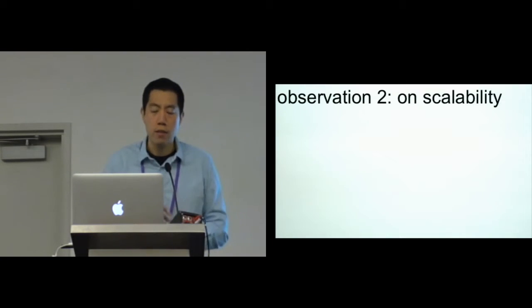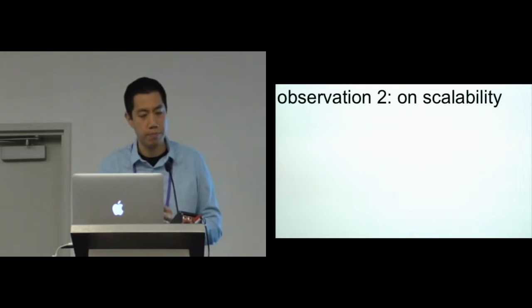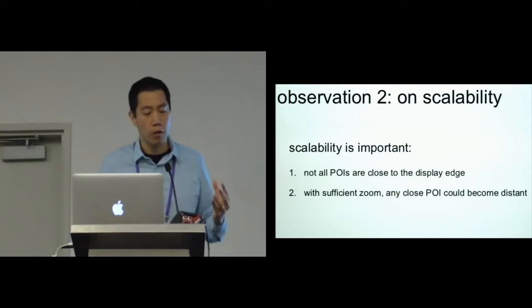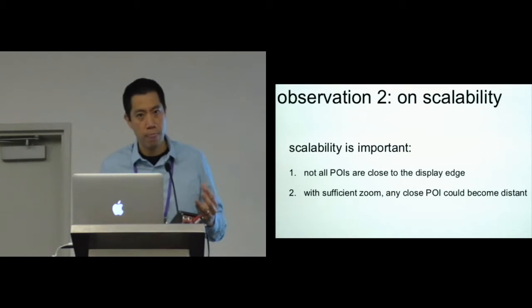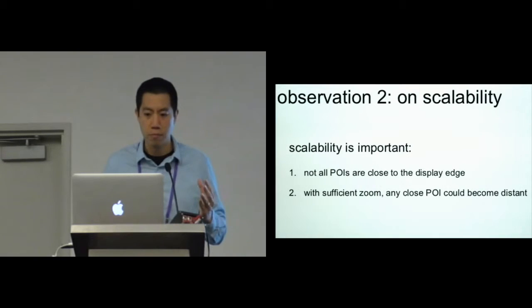Our second observation is on scalability, which means how the distance of an off-screen POI affects the performance of a visualization technique. Scalability is important because not all POIs are close to the display edge in real life, and with sufficient zoom, any close POI can become distant.